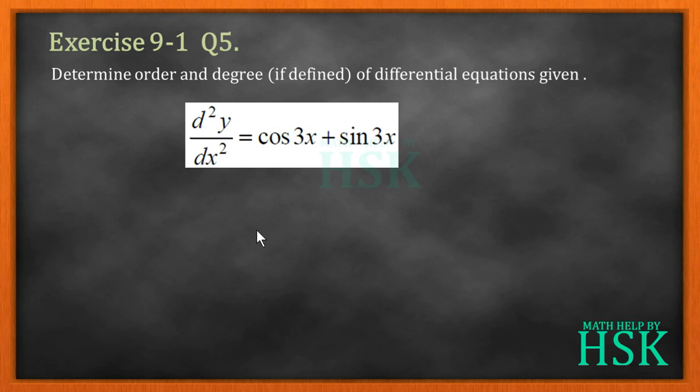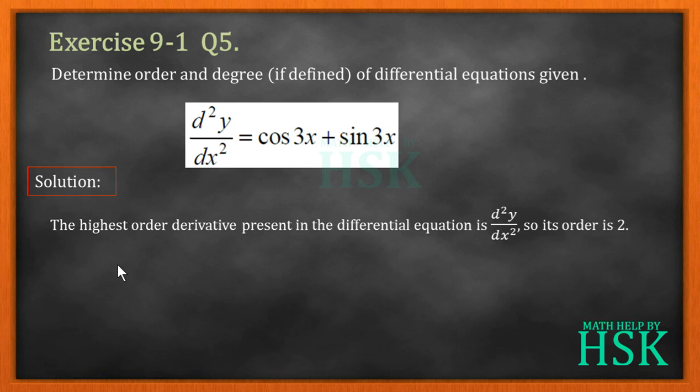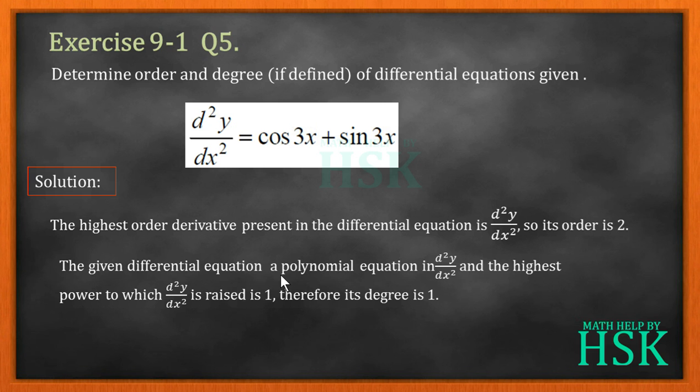Next, in question number 5, the differential equation is d2y upon dx square is equal to cos 3x plus sin 3x. So the highest order derivative present in the differential equation is d2y upon dx square, so its order is 2. The given differential equation is a polynomial equation in the second derivative of y, and the highest power to which d2y upon dx square is raised is 1, so its degree is 1. Okay, so this is how we solve these questions.